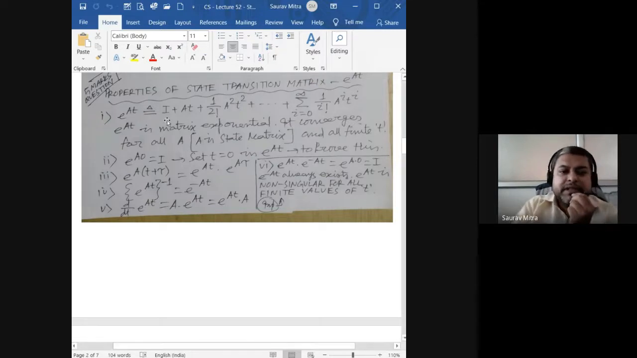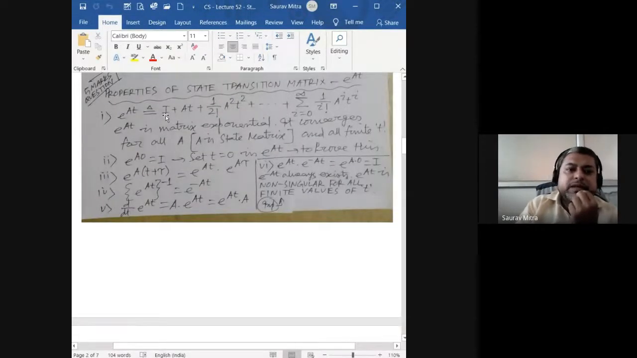So e raised to at is equal to I plus at plus 1 by 2 factorial a square t square, and it goes up to the sum for i equal to 0 to infinity of 1 by i factorial a raised to i t raised to i. So in this case, a square t square, what is the dimension of that? A is 2 by 2, a square is also 2 by 2. And t is nothing but whatever the time is, you just have to multiply it with a square. That means this matrix 1 by 2 factorial a square t square also will be a 2 by 2 matrix. So everything is a 2 by 2 matrix.